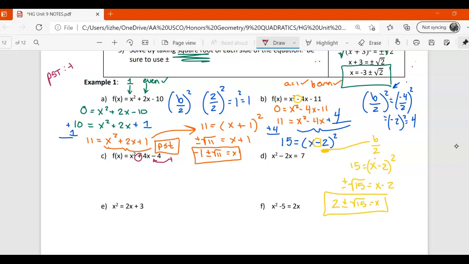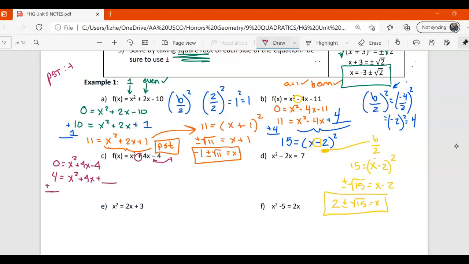All right, so what I'm going to do is, it's in standard form, so I'm going to put it equal to 0. So 0 equals x squared plus 4x minus 4. I move my constant to the other side, so 4 equals x squared plus 4x. And now I'm going to add something to both sides of my equation.